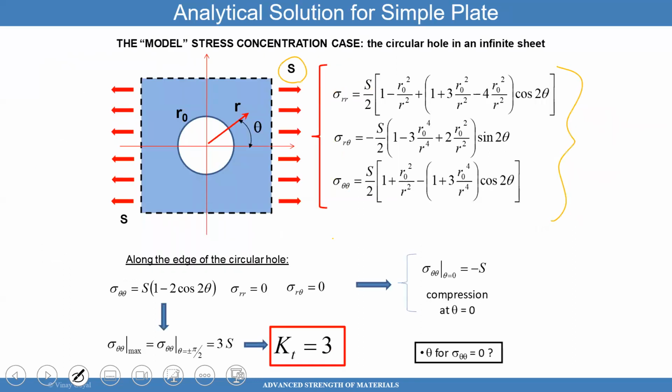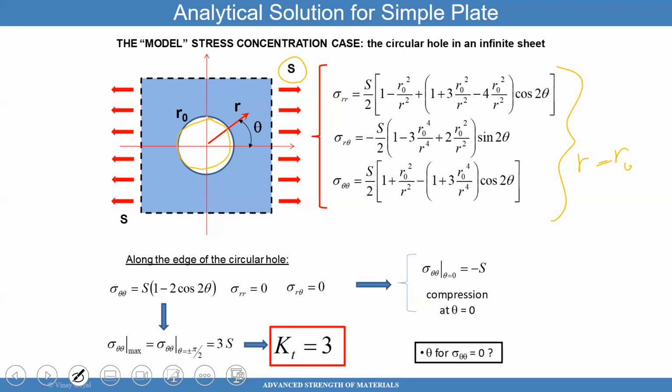The stress states are as you show above. You find that along the edge of the circular hole, sigma RR and sigma R theta are 0. But what you also notice is that sigma theta theta varies as you go around the hole. You notice that at the hole, if I plug in R equals R naught, right at the hole, because that's where you expect failure.